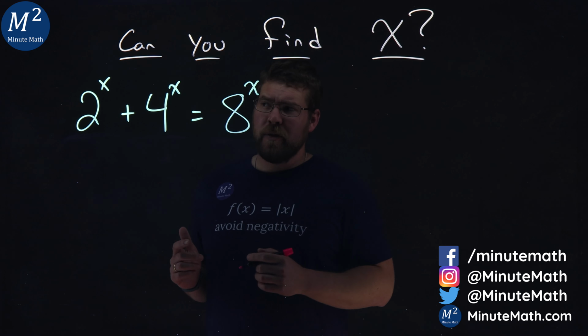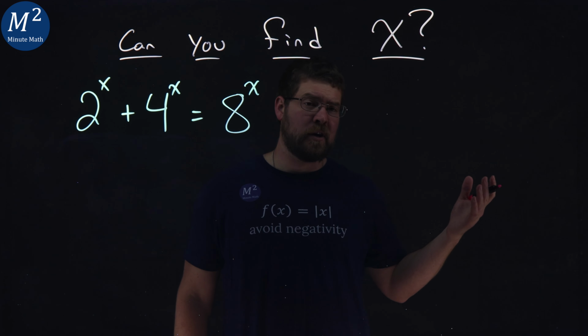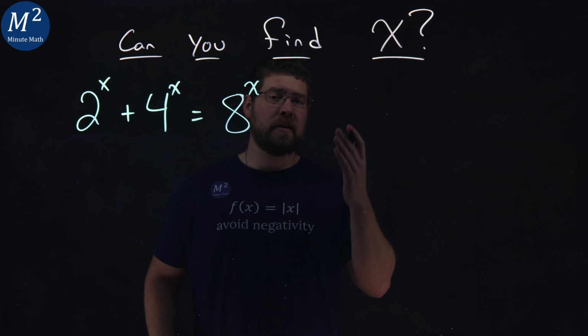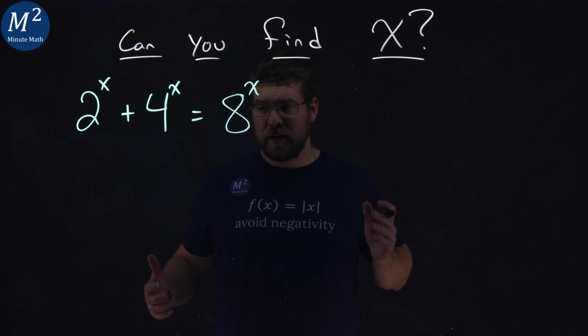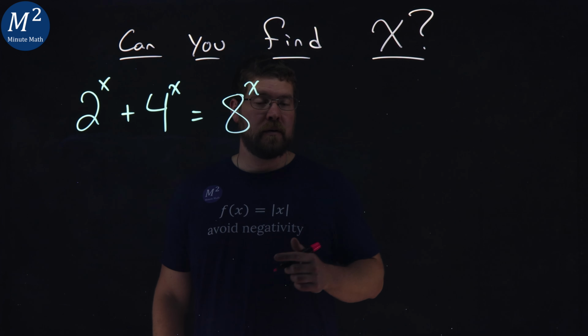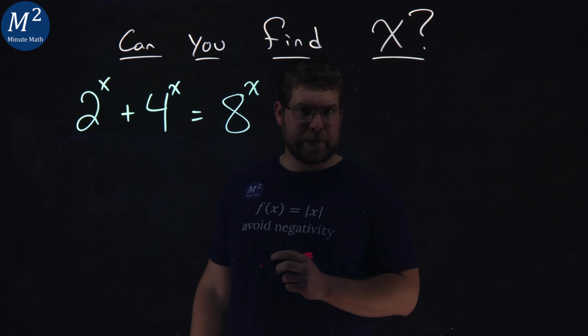We've got this: 2 to the x plus 4 to the x power equals 8 to the x power, and we have to solve for x. Do you know how to do this? Well, pause this video, see if you can solve it and get an answer, and see if your method's the same method that we're going to use. But either way, we're going to dive on in.